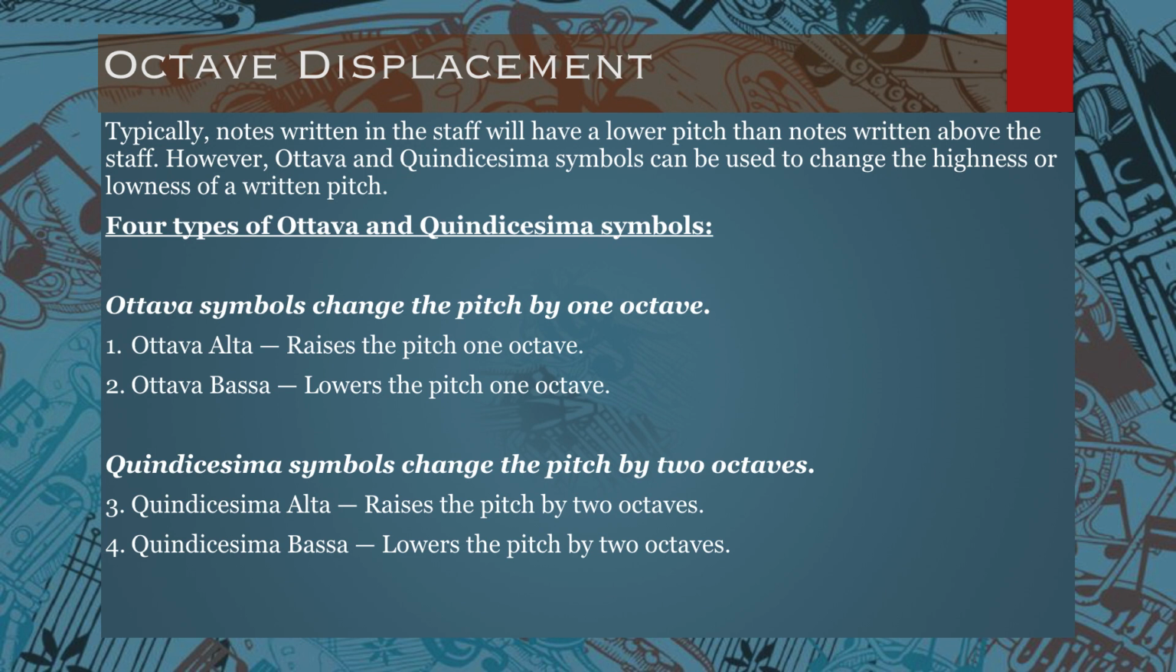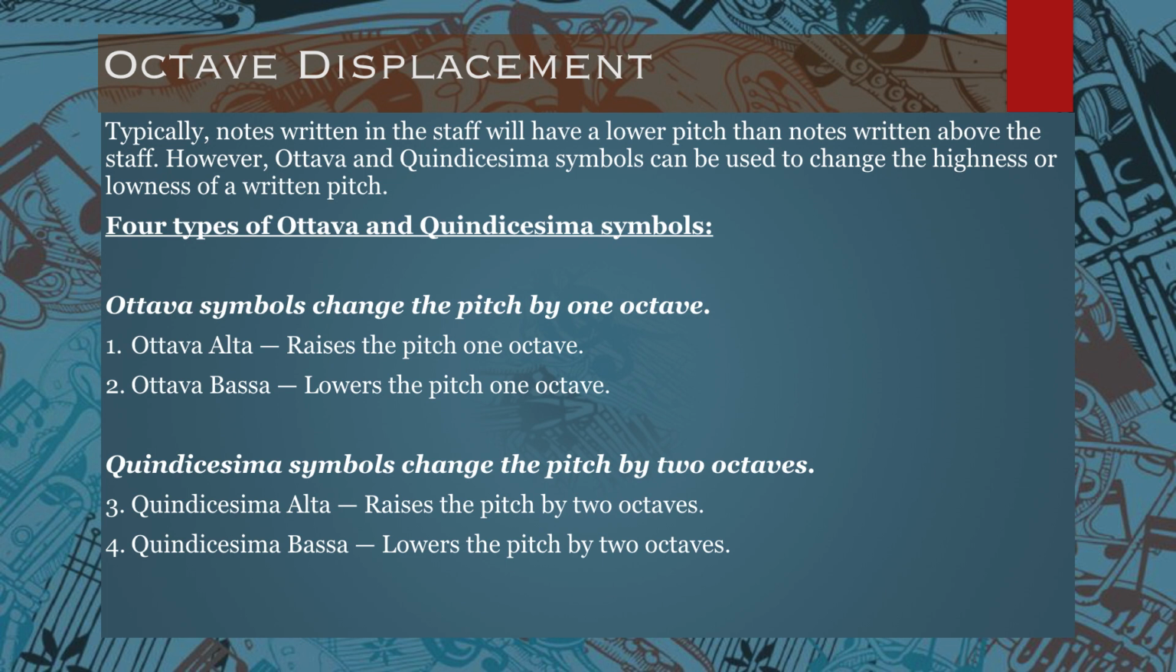So typically, notes written in the staff will have a lower pitch than notes written above the staff. However, ottava and quindicesima symbols can be used to change the highness or the lowness of a written pitch. So there are 4 types of ottava and quindicesima symbols. The ottava symbols change the pitch by 1 octave, just 1 octave.